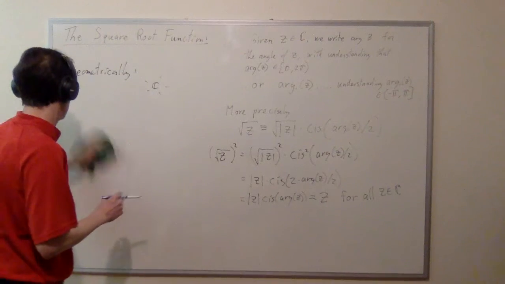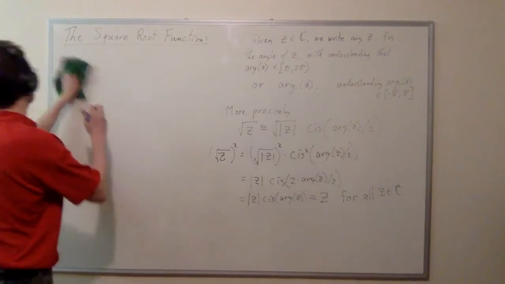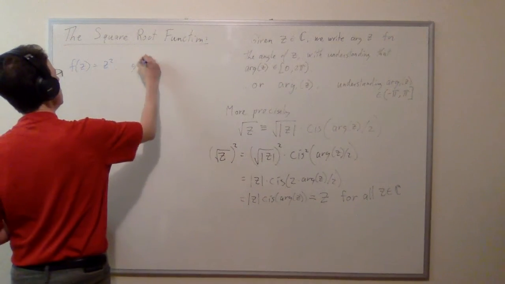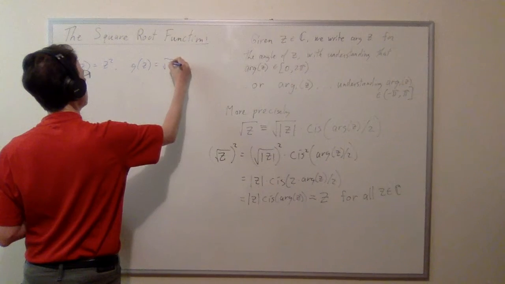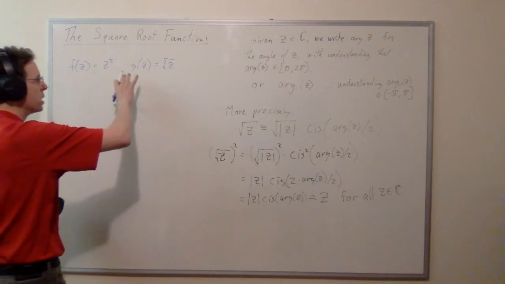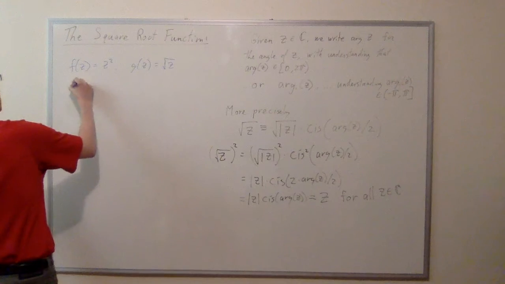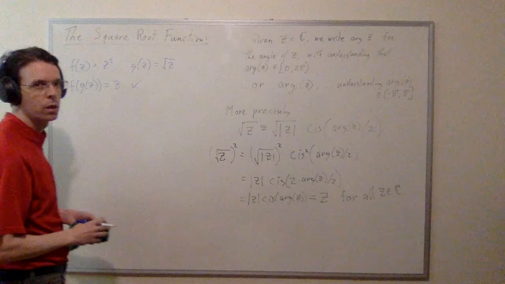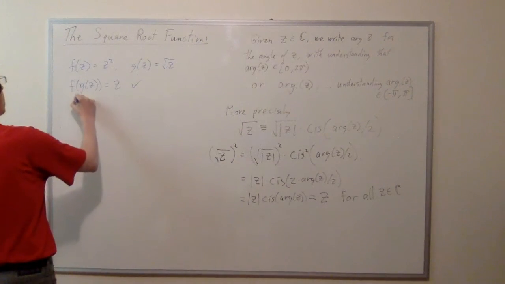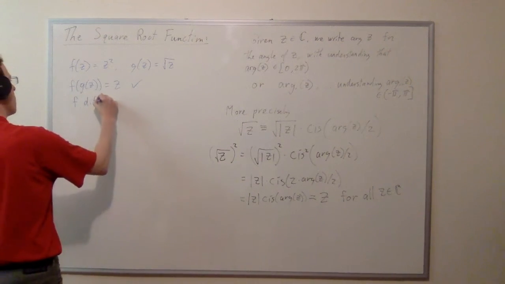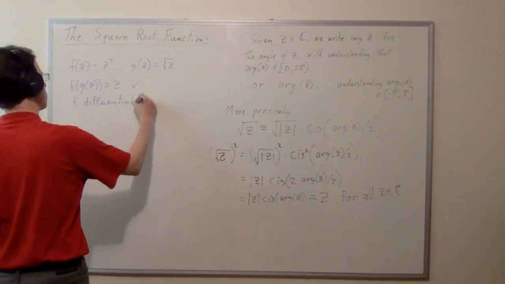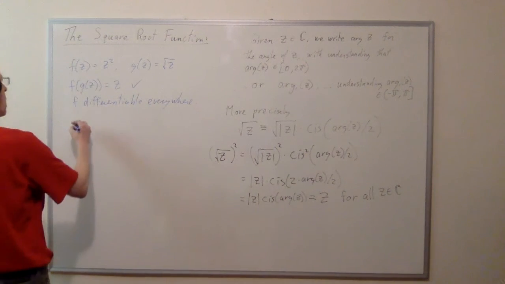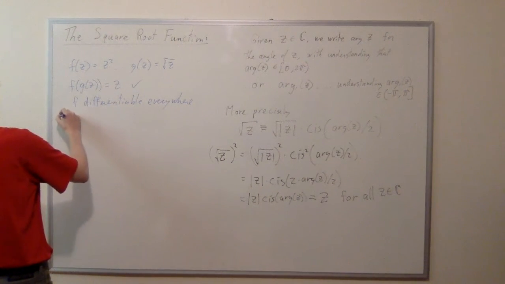So briefly, f of z is going to be z squared, and g of z is going to be square root of z, which is defined for all complex numbers, but not continuous for all complex numbers. And then f of g of z equals z. That's true. And now f is differentiable everywhere, and so we don't need to worry about the definedness of f prime. And so, what do we know?